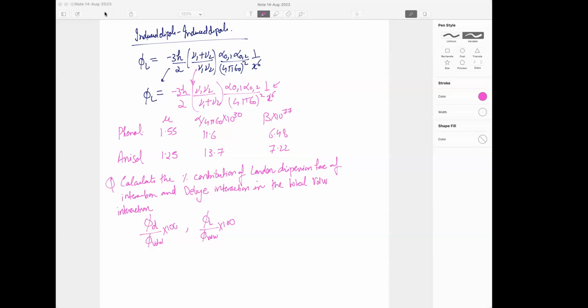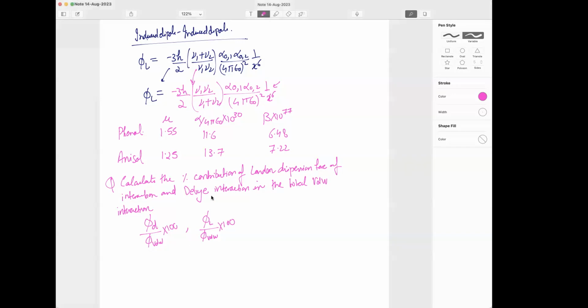I don't think that's correct. No, only for the Debye interaction for phenol, it was wrong. Did you put the value of Debye? Yeah, because first I calculated the mu.